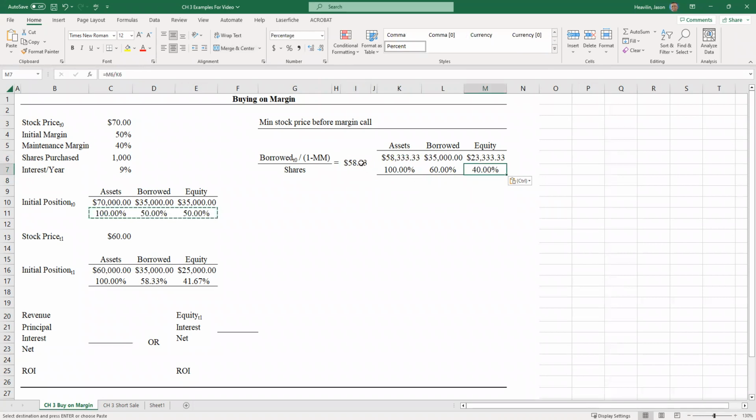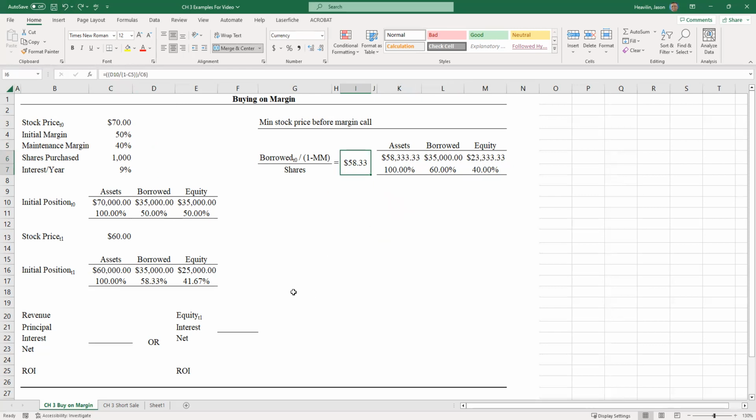If it drops one more cent, you will be below the maintenance margin and you're going to get the margin call. And then you have to make a decision to either sell some of the assets at a loss or deposit more cash or other assets in there. For example, I'm just going to write in 58.32 and there it is. It broke the 40% maintenance margin. So that's how you calculate the lowest the stock price can go before you get a margin call.